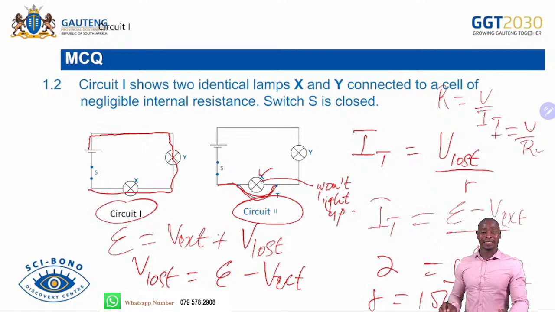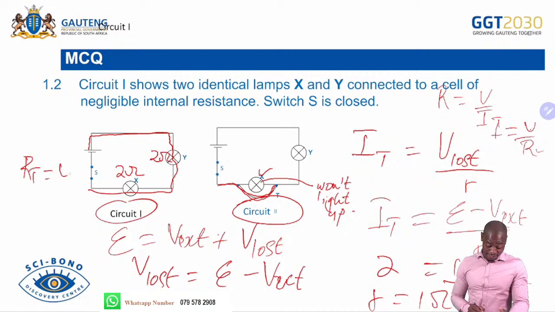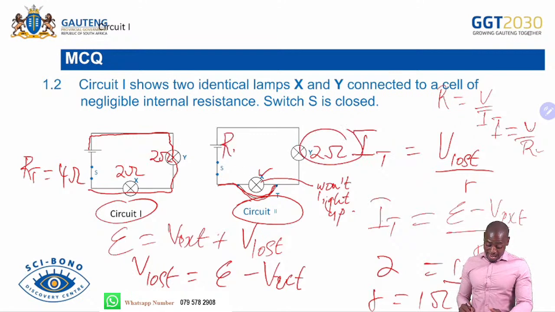But what about X, right? Remember, learners, if I'm having 2 ohms, and they are identical, what will be the total resistance in this case? It will be 4 ohms. You are aware of that: Rs equals R1 plus R2. But if now I'm removing this bulb, I will be left with only this 2 ohm. So which means that my R total here, learners, will be 2 ohms. Right?